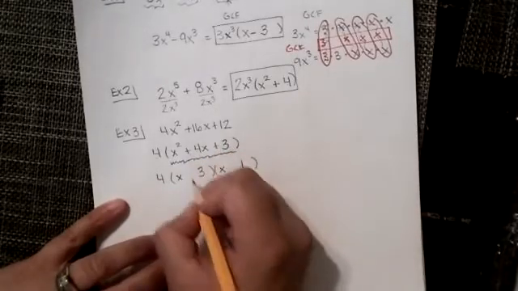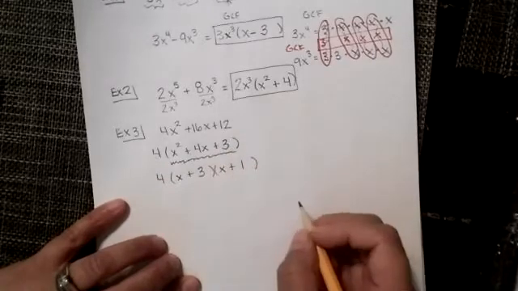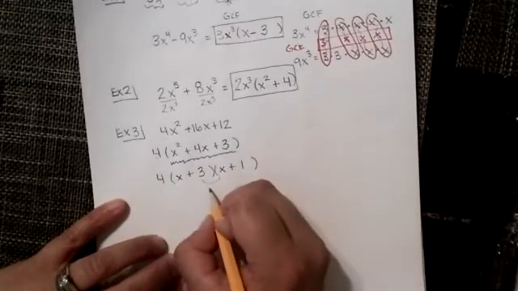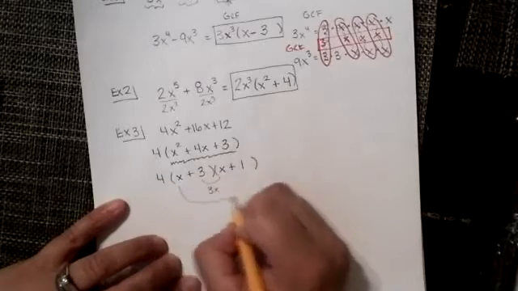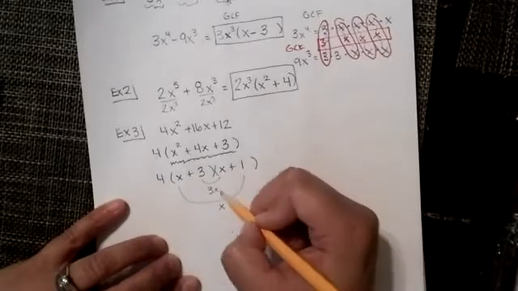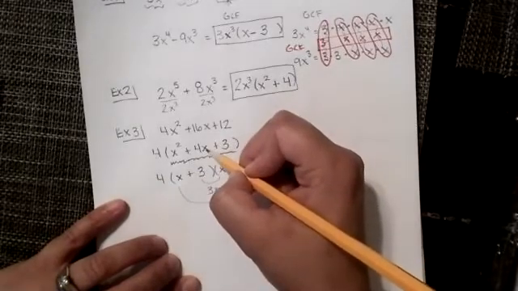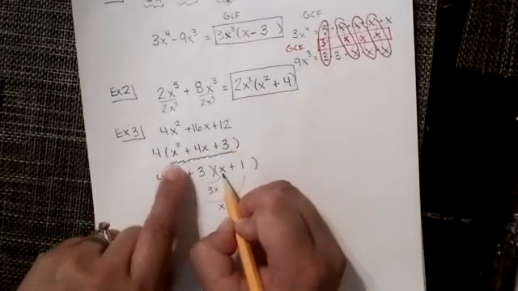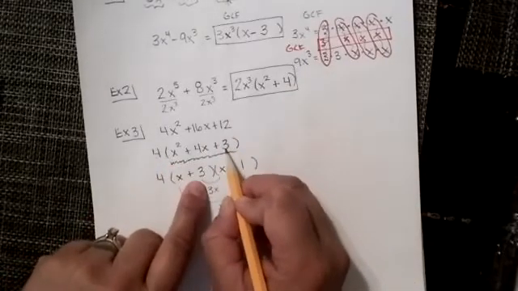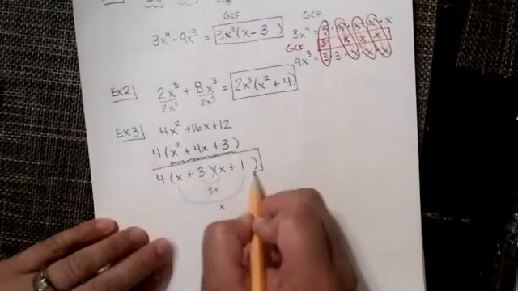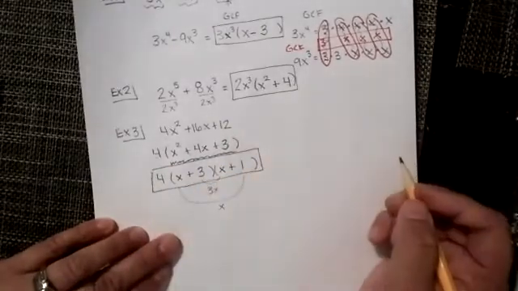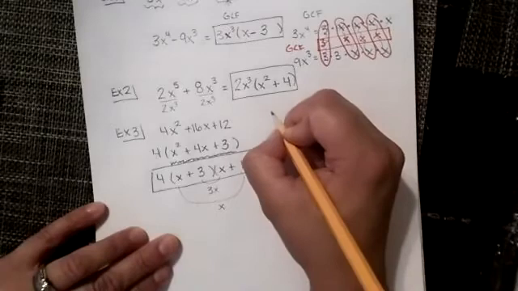Now, because they're all positive, I know it has to be positive. Now, let's see. 3 times x is 3x. X times 1 is x. And 3x plus x gives me the 4x. And the first two, x times x, is an x squared. And the last two, 3 times 1 is 3. So I am done right here. I am done. Let's try another one.